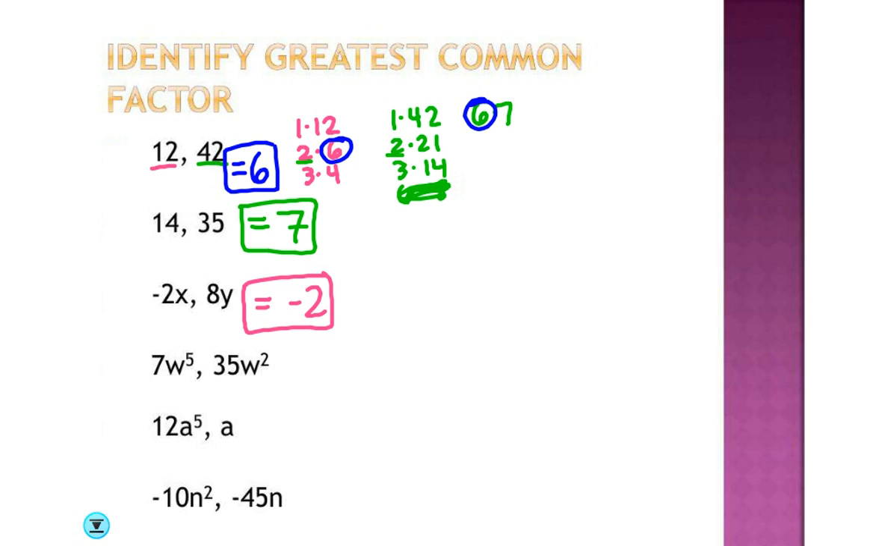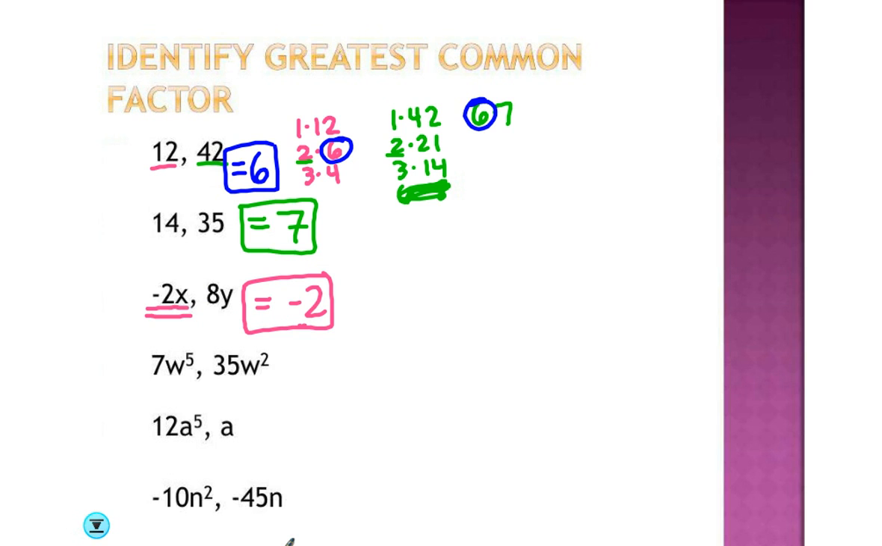Now I wanted to talk to y'all about this next one so you can see what happens whenever there's variables involved. Now here with the negative 2x and the 8y, they didn't have a variable in common. However, my leading term was negative, so I needed to make sure I took out the negative 2. Although they have a 2 in common, again, since the leading term is negative, it has to be a negative 2 that we take out.